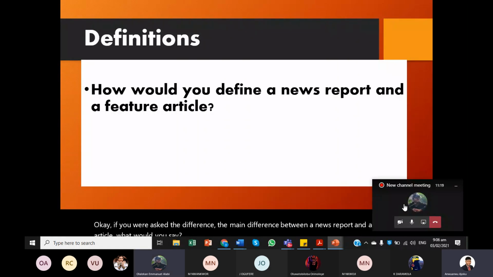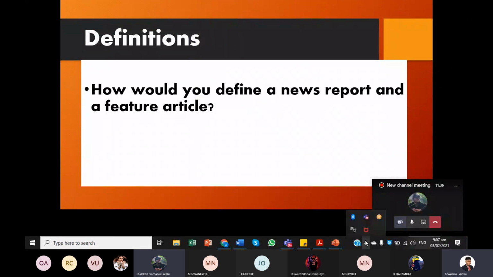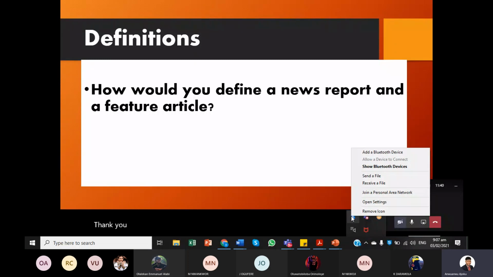Reports are usually shorter with shorter paragraphs, and they have more factual information and are usually third person. But feature articles are longer. They have opinions from the author, and they're usually first person. Oh, thank you so much for that. From what you just said, we can get this.